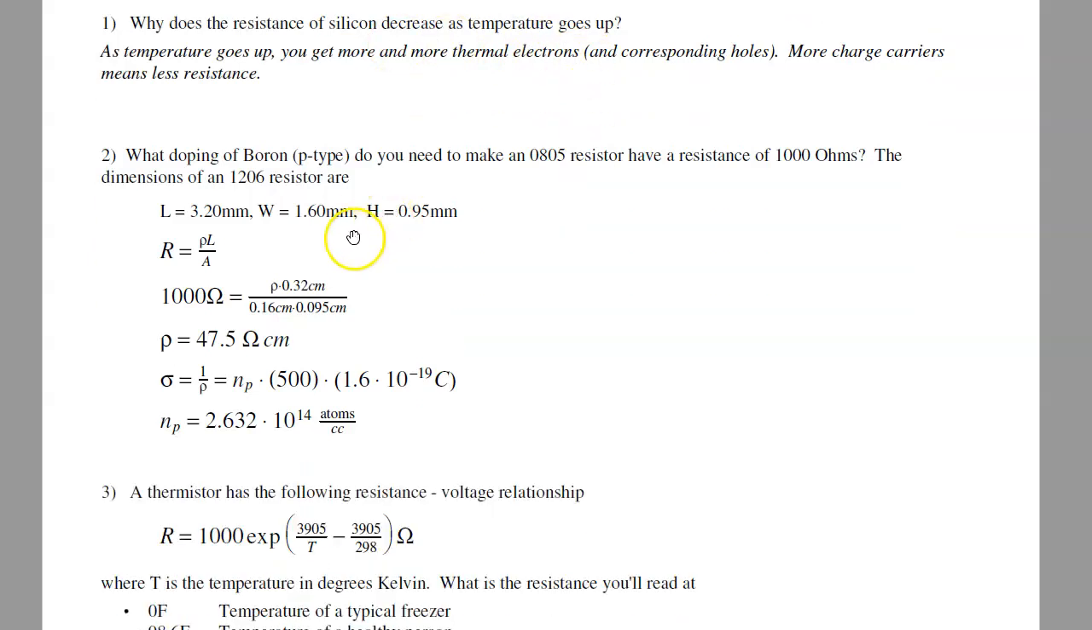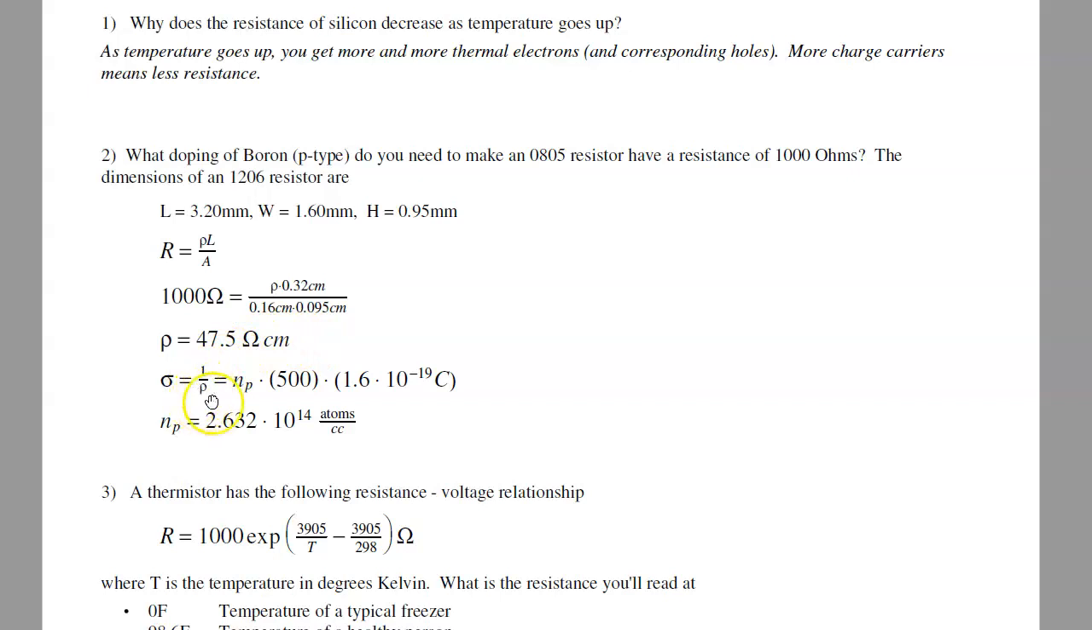On problem 2, it asks, what doping of boron do you need to make a 1000 ohm resistor? So the dimensions are in 0805, 3.2 millimeters by 1.6 by 0.95. The resistance is resistivity times length over area. I know the resistance is 1000 ohms. I know the length. I know the area. So the resistivity must be 47.5 ohm centimeters.